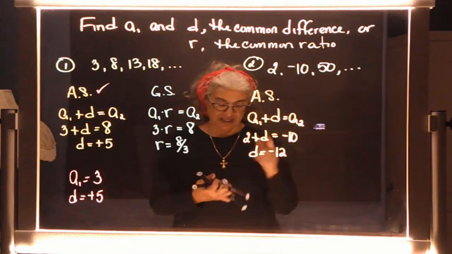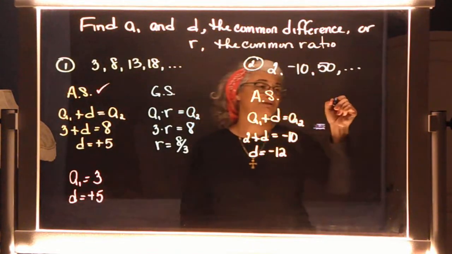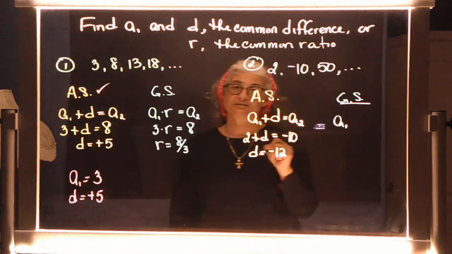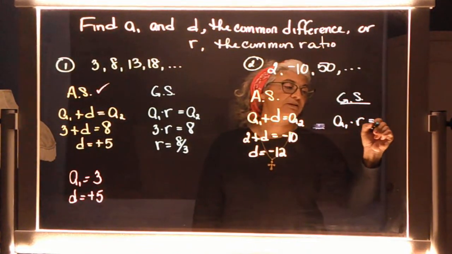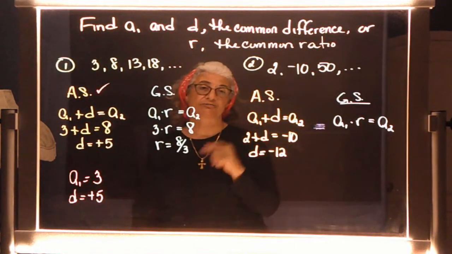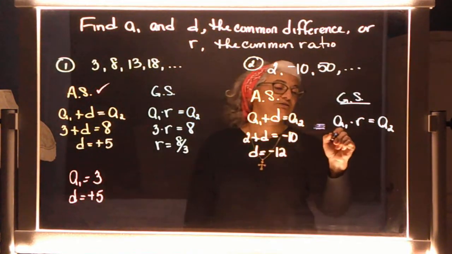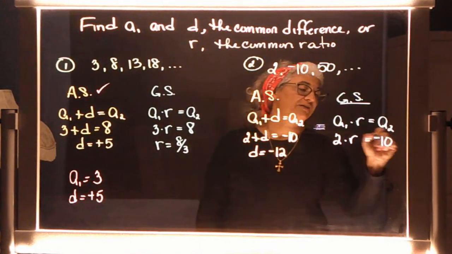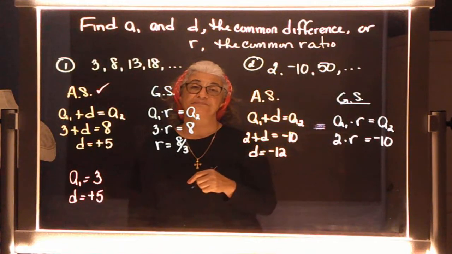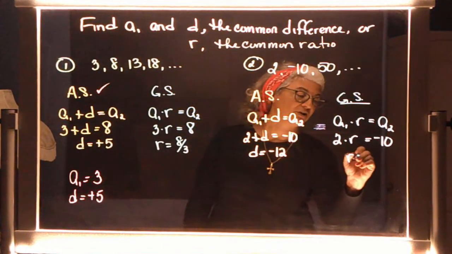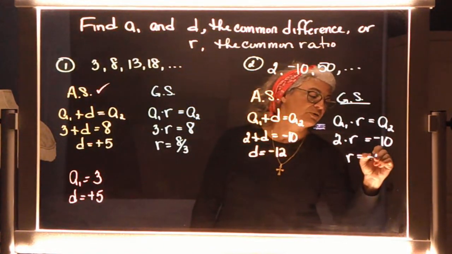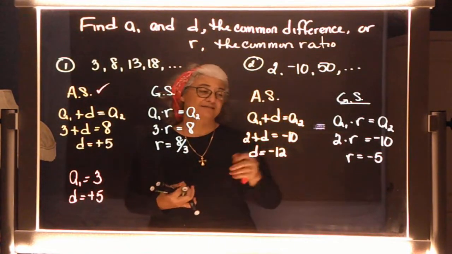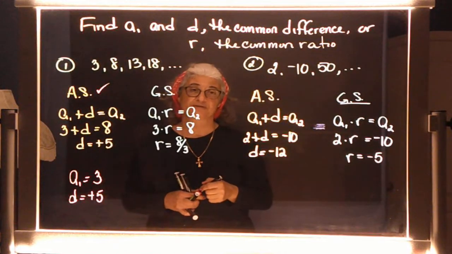Okay. Now, if this is supposed to be a geometric sequence, then if I take term number 1 and multiply by the common ratio, I get term number 2, don't I? Well, term number 1 is 2. I don't know what the r is yet, and it should equal negative 10, the second term. When I solve for r, I get the common ratio would be a negative 5, wouldn't I? Okay, so now let's decide which one of these works for this sequence.